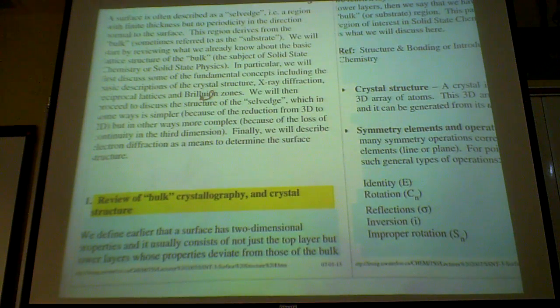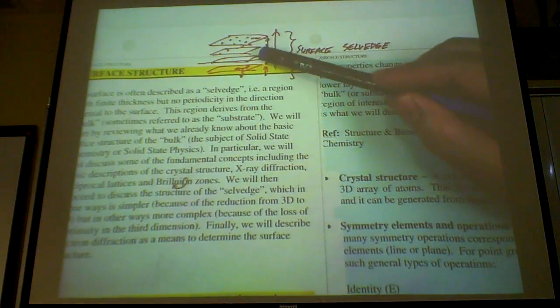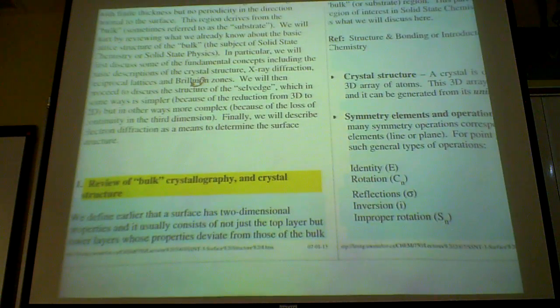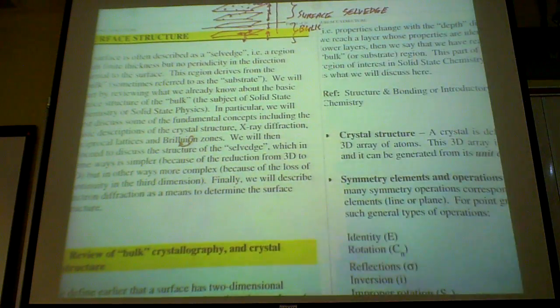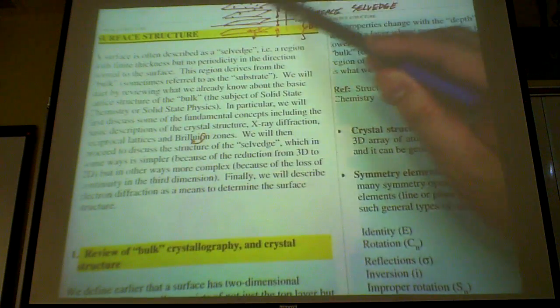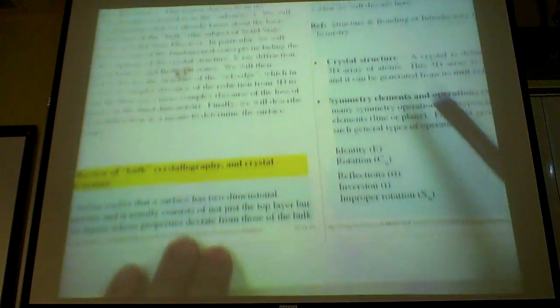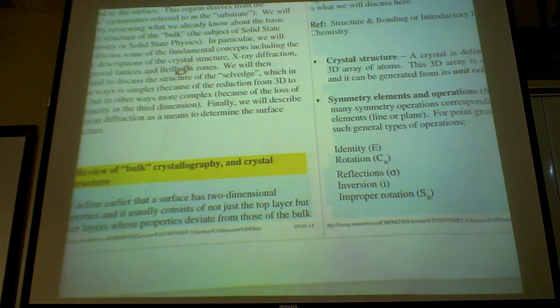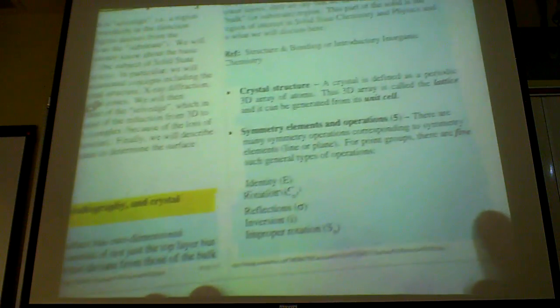Okay, so we're talking about 3D periodicity, meaning that there's no variation in the D spacing, the so-called D spacing between layers. When we are talking about the bulk, it means that we have reached the region whereby no change is observed, and that's the bulk region, and then this is the surface region or selvedge region. Okay, and then to think about this, we can define a few things.